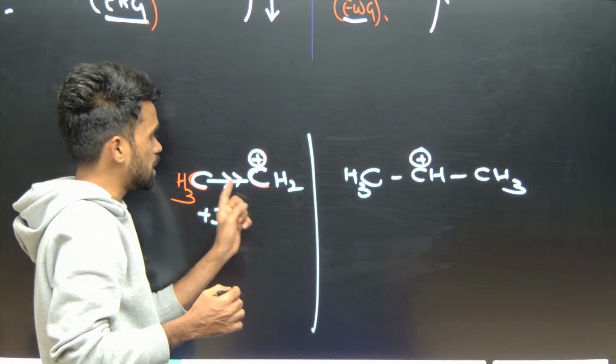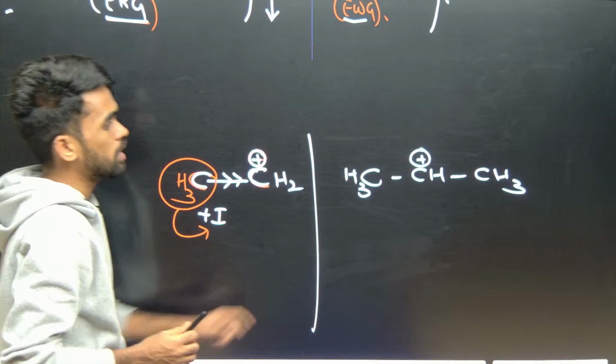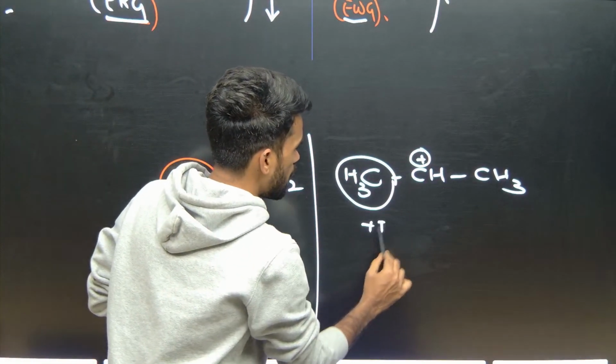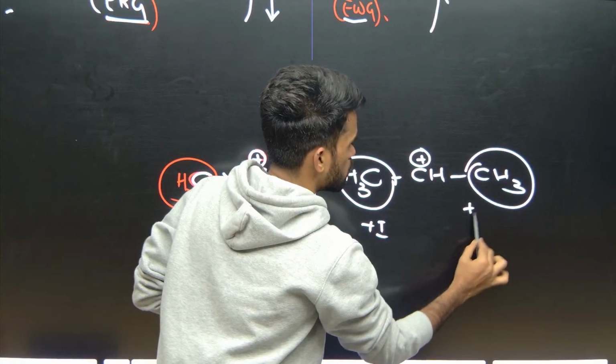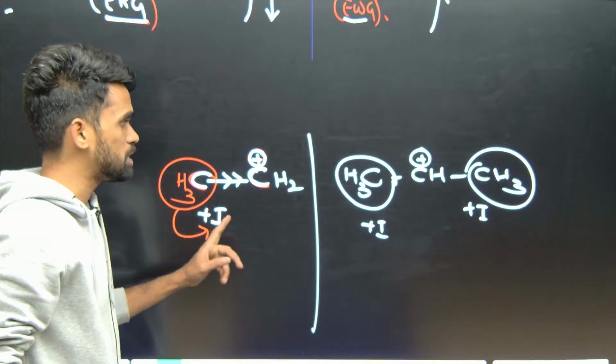Okay, so it is releasing electrons, meaning I can say this group is a plus I group. Similarly, here you can see this is one plus I group and this is also one more plus I group. So how many are there now? Two plus I groups are there. Here only one plus I group is there.